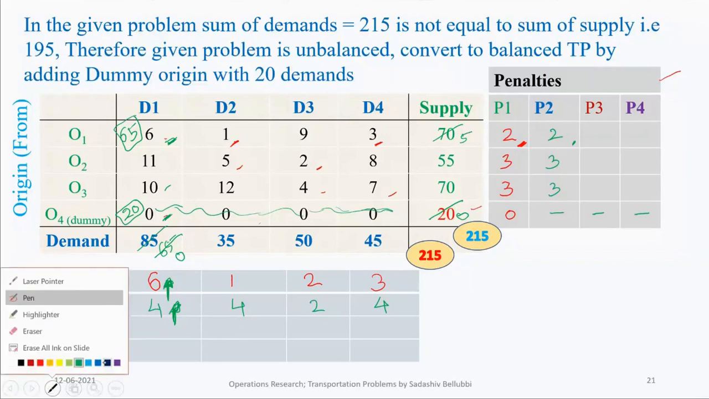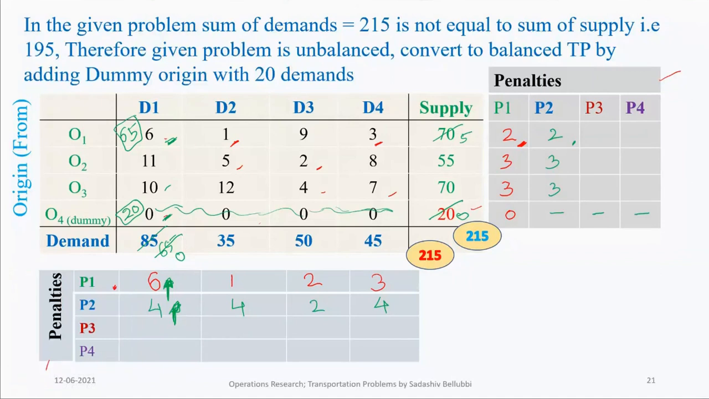Okay, next one we need to go. Now we need to cancel this D1. Next, go for the third iteration of finding the penalties. While finding the P3, do not consider any values from that D1.